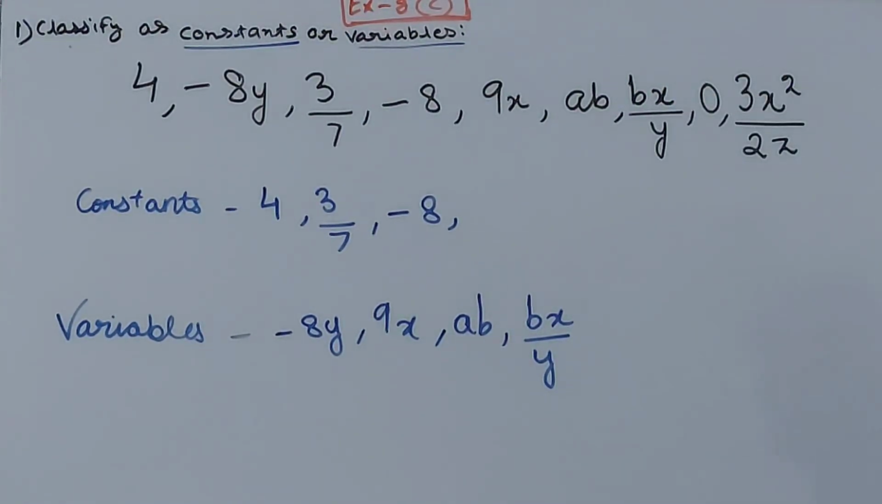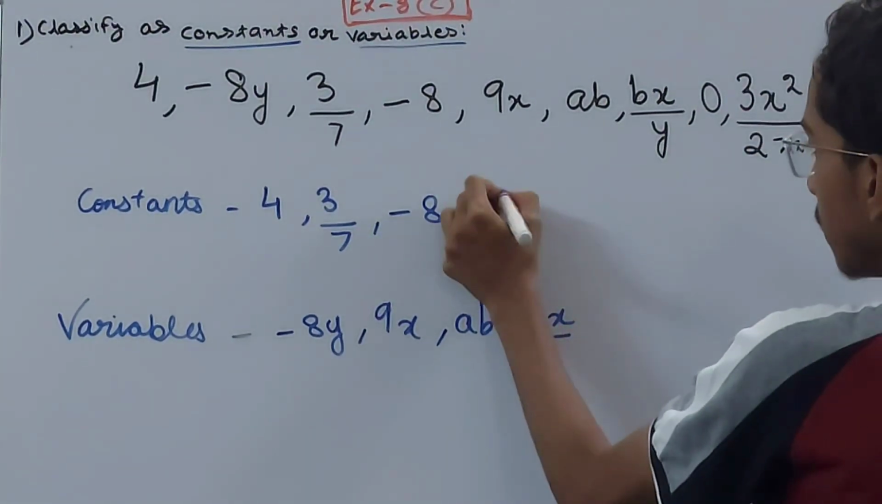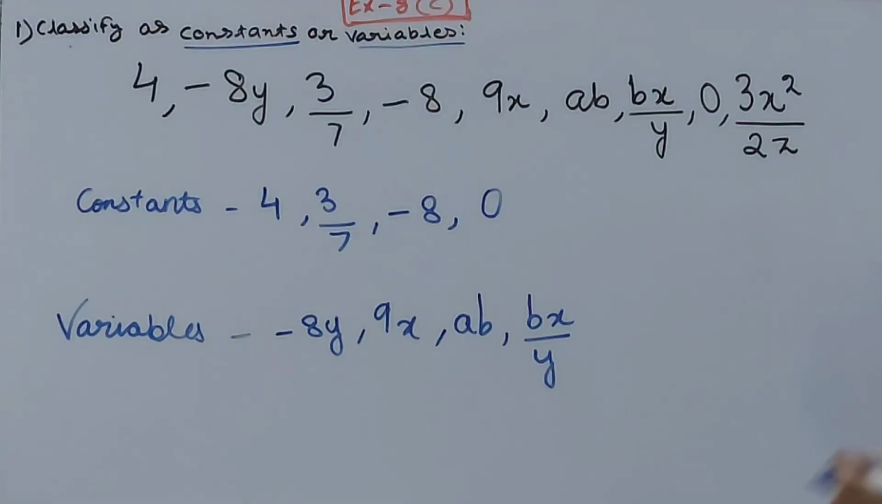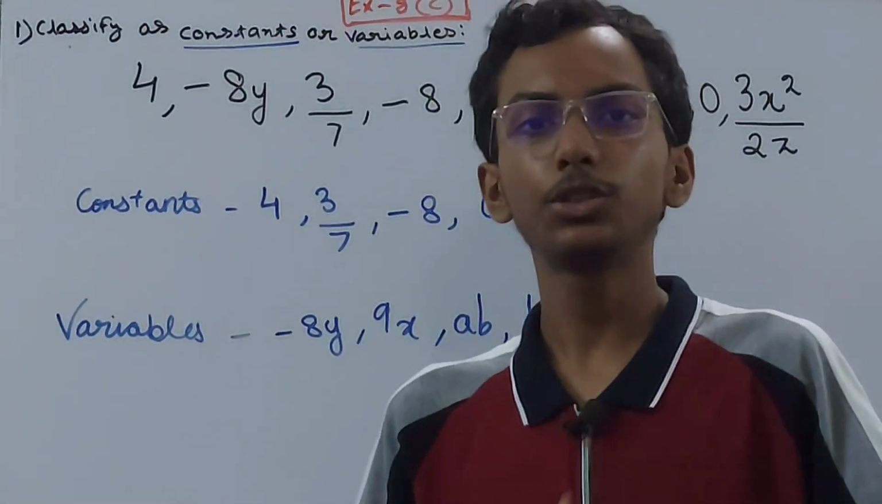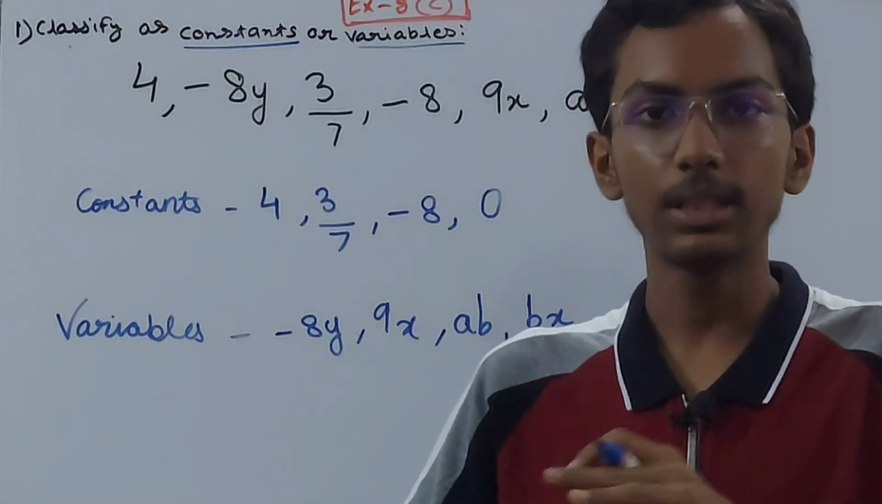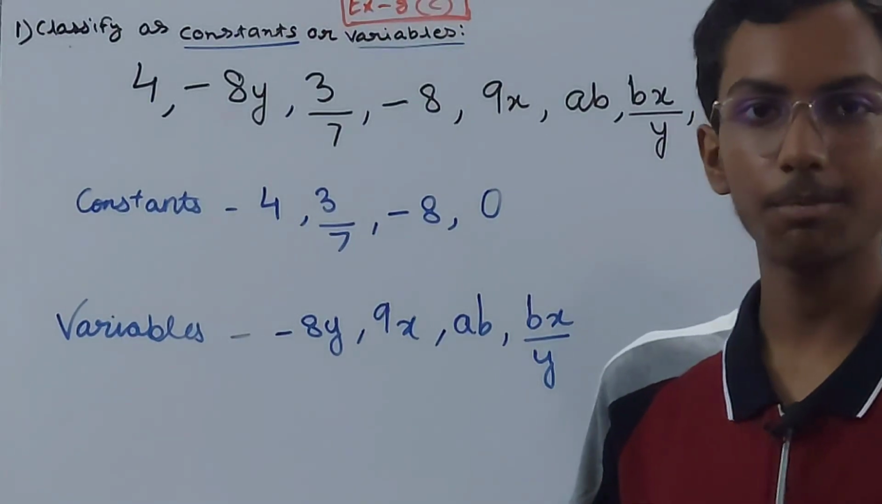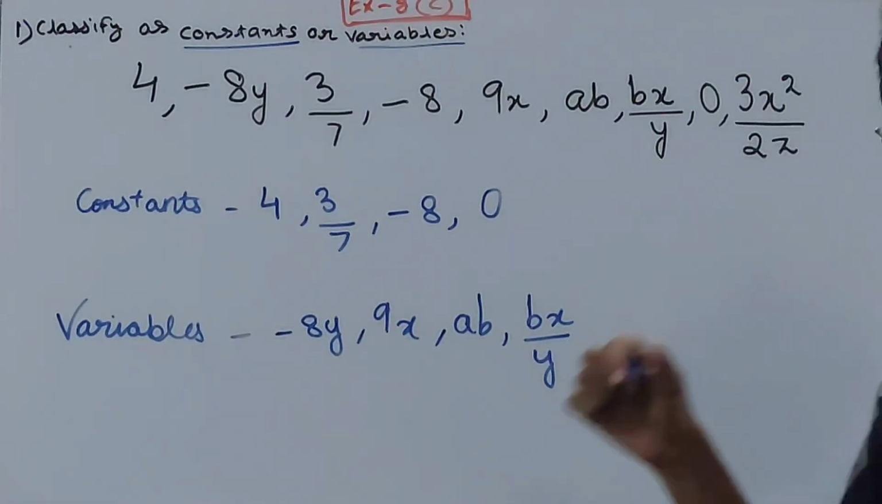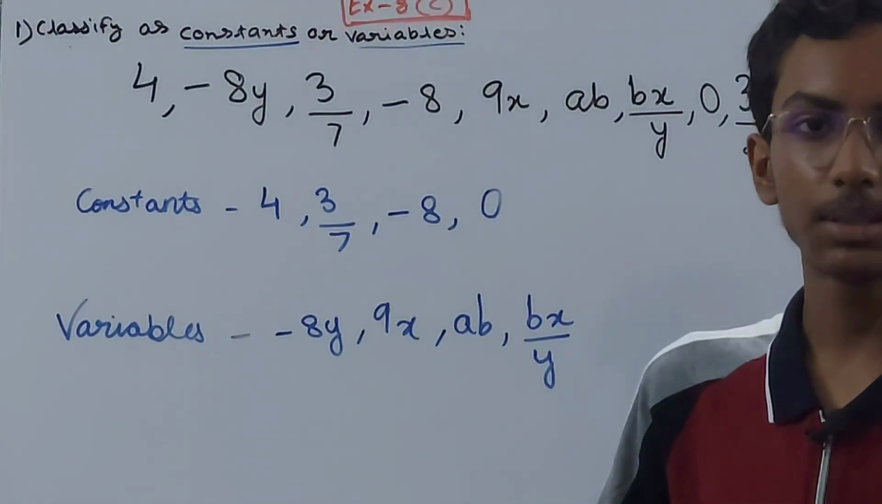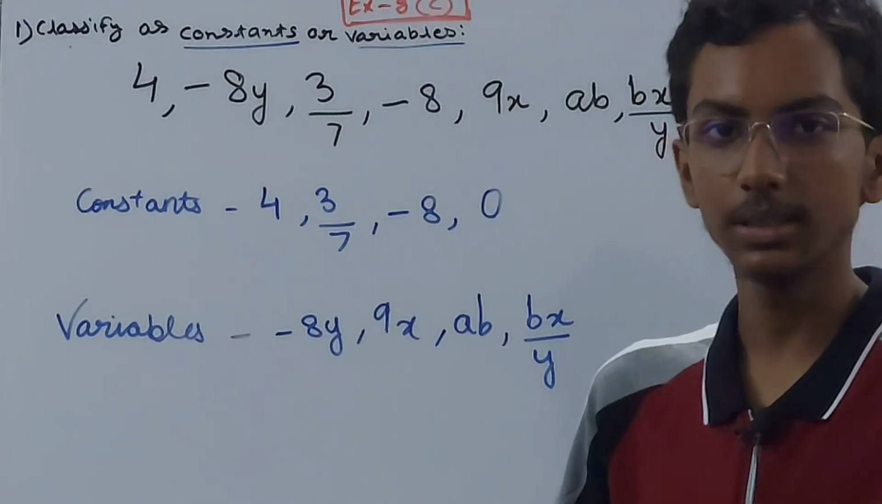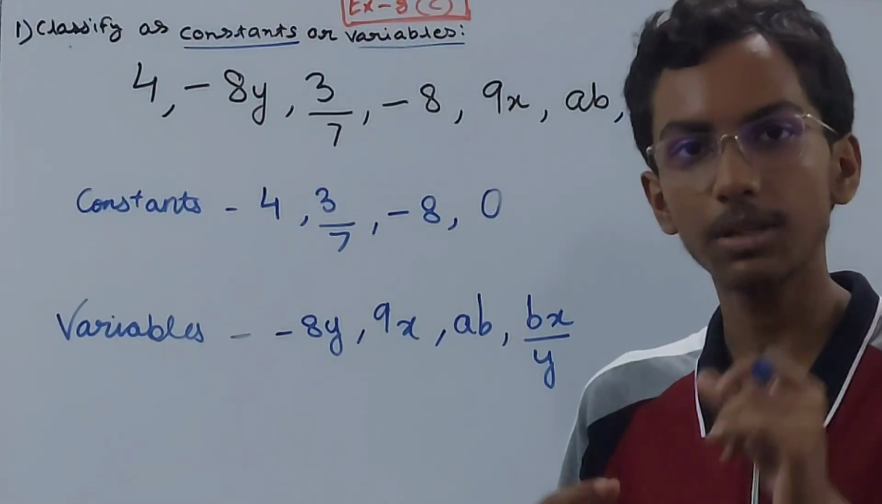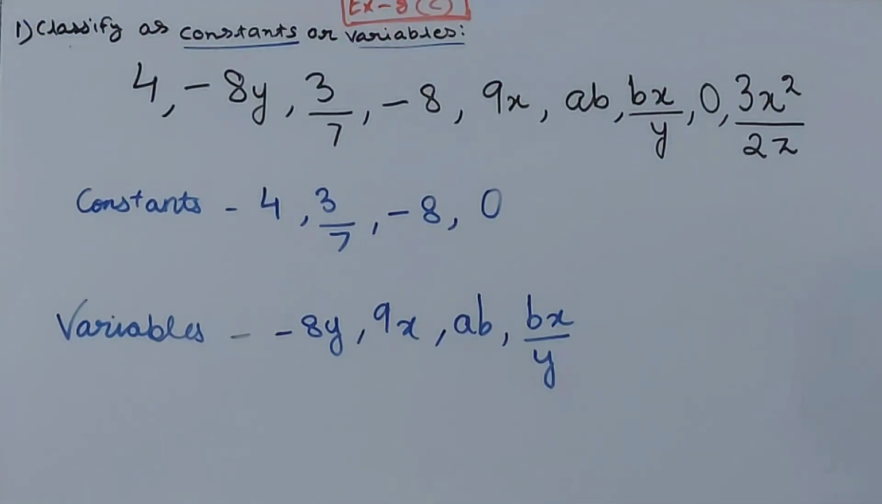Okay, 0, what is 0? 0 is a constant. It also has a value. It shows a value that is nothing. It represents the absence of something, but still it is representing something. It will not be more than 0, it will not be less than 0, it is a fixed value. That is why this is constant.